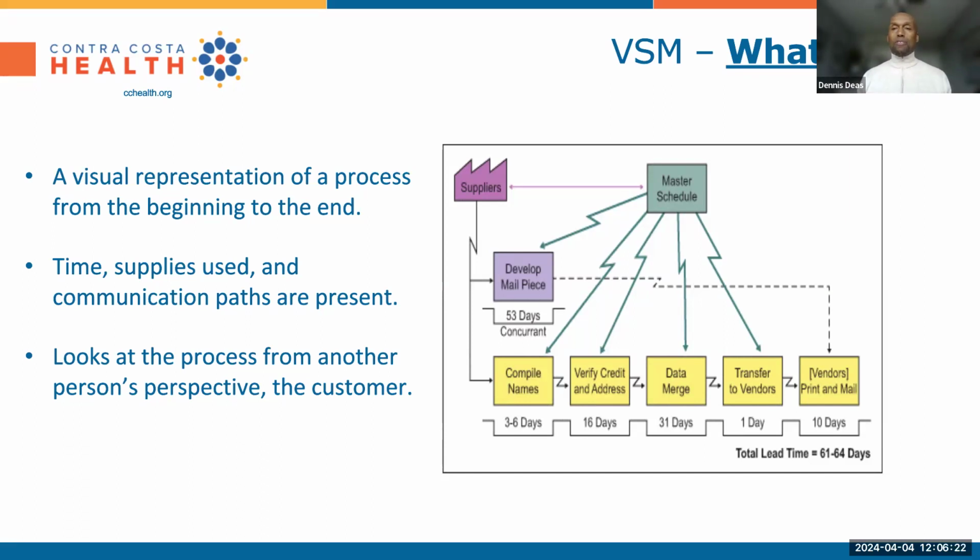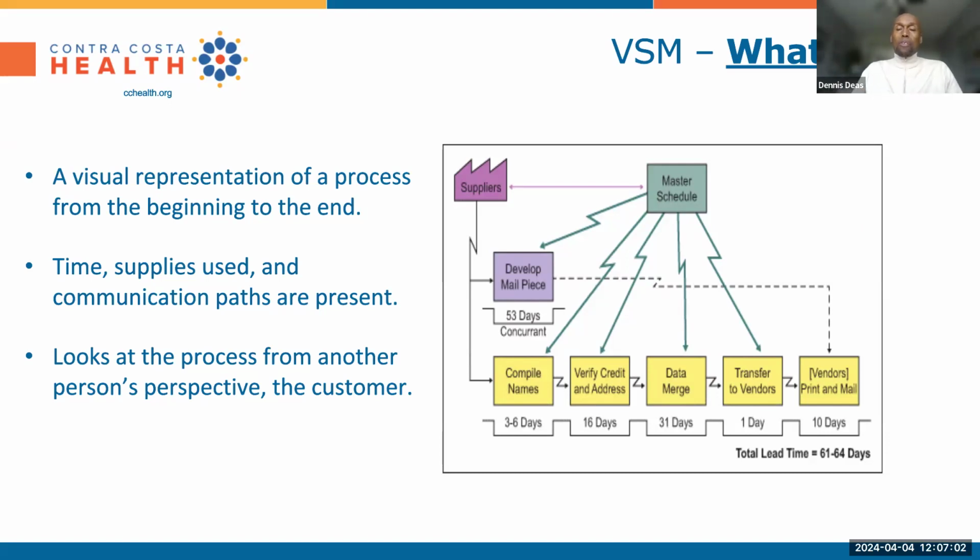So when we think about this value stream map, what does a customer want and what are the customers really willing to pay for? A couple of bullets here. It's a visual representation of a process from the beginning to the end, but at a higher level, okay? It also includes a lot of different things. Time is the big one in the measures, maybe even supplies, maybe even a technology like Epic or whatever technology you're using, maybe even communications. And it looks at the process from another person's perspective, normally the customer.